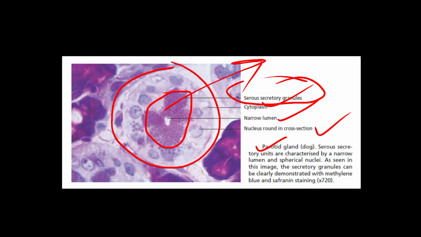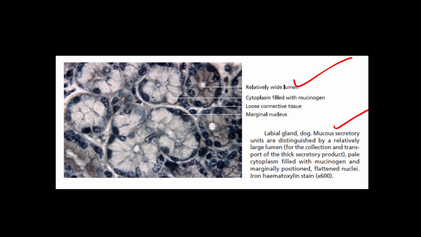Sublingual gland. And so we can see relatively wide lumen here, cytoplasm filled with the mucinogen, and they are mucus secreting glands, and that is the sublingual glands. So relatively large lumen for the collection and transfer of this secretory product, we can see here. And pale cytoplasm filled with mucinogen and marginally positioned flattened nuclei in iron hematoxylin stain. So we can see like this also.